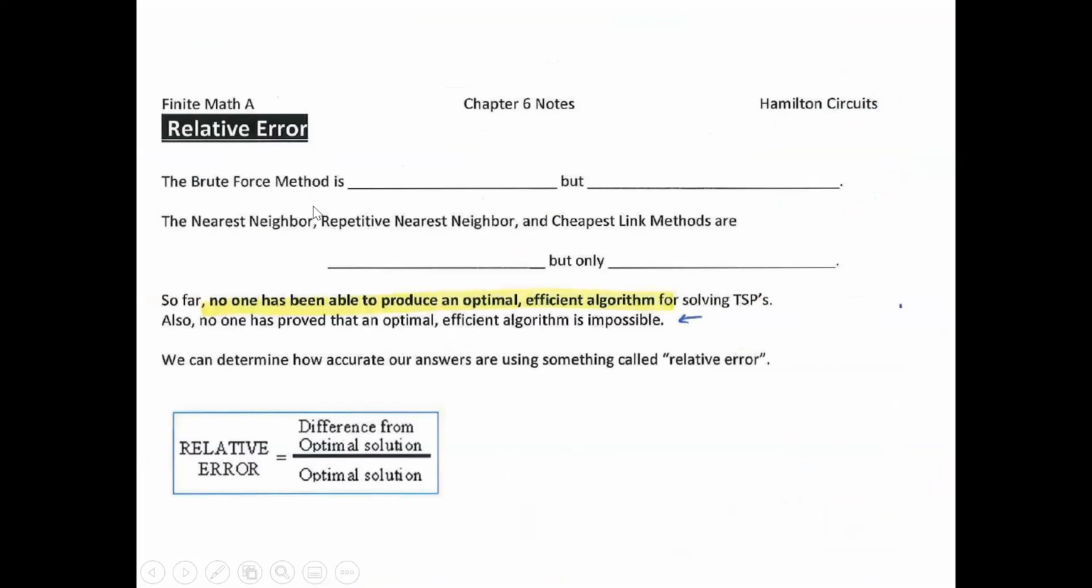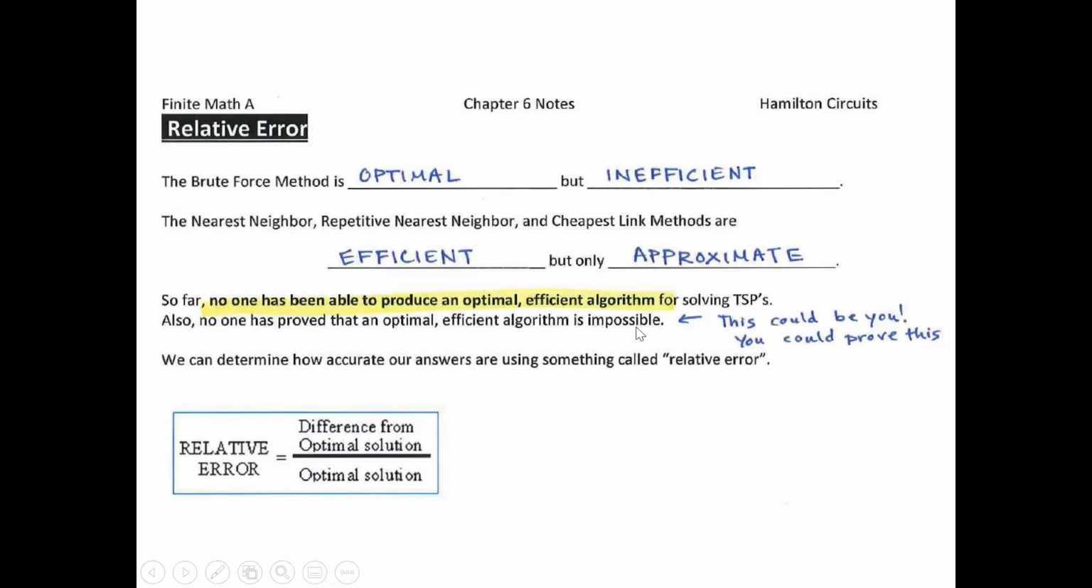We talked about the brute force method, the nearest neighbor method, and the repetitive nearest neighbor method. The brute force method is optimal, but unfortunately it's inefficient. The nearest neighbor, the repetitive nearest neighbor, and the cheapest link method are efficient, but only approximate. So far, no one has been able to produce an optimal and efficient algorithm to solve this graph theory problem, and no one has proved that one is impossible. However, this could be you. You could be the next Euler or the next Hamilton.